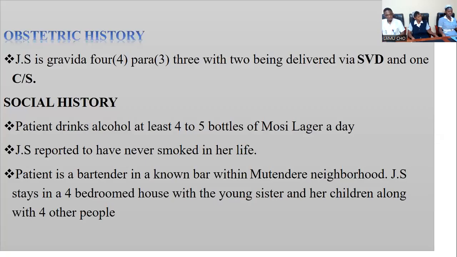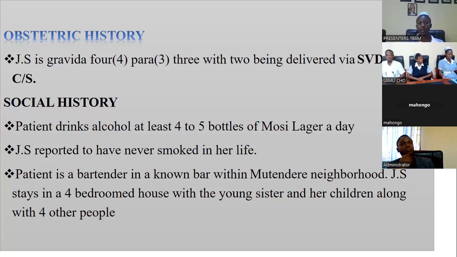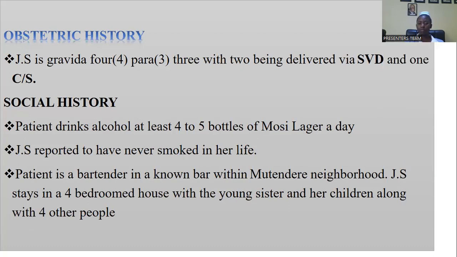Now we go to the obstetric history. JS is gravida 4, para 3, with 2 delivered via spontaneous vaginal delivery and 1 by cesarean section. We now go to the social history. The patient drinks alcohol, at least 4 to 5 bottles of Mosi Lager a day. JS reported to have never smoked in her life. The patient is a bartender in a known bar within Mutendere neighborhood. JS stays in a 4-bedroom house with her young sister and 4 children along with 4 other people.